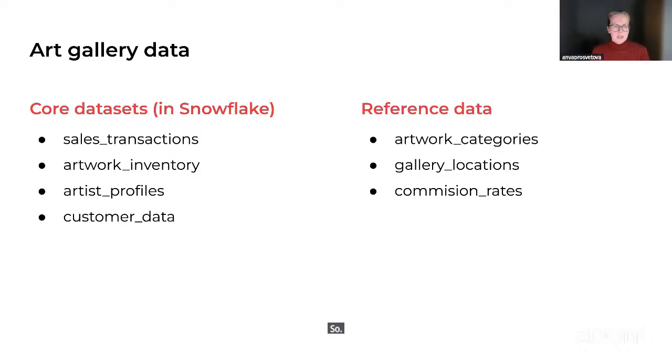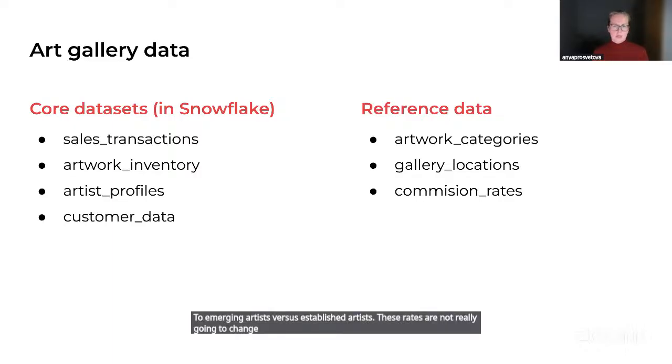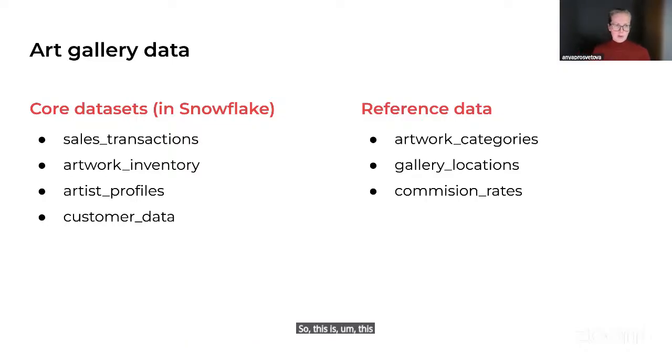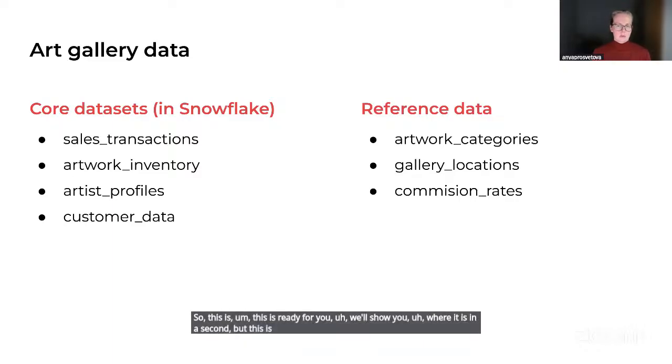So once we establish how much we're going to pay, say, to emerging artists versus established artists, these rates are not really going to change. So that's why it's called reference data. And I'll show you how we can use it very easily in dbt, how we can add it into our pipeline. So this is ready for you. We'll show you where it is in a second, but this is going to be outside of the Snowflake environment that you set up earlier.